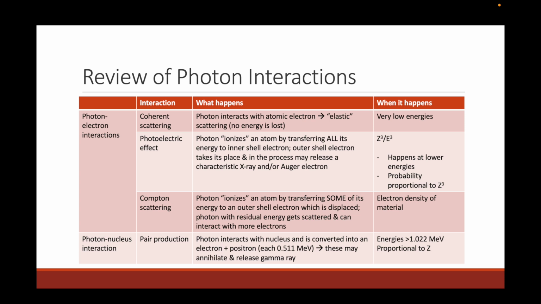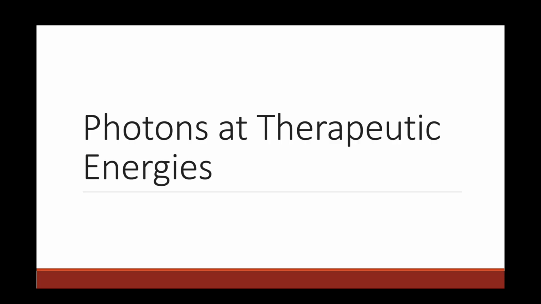Pair production is a photon nucleus interaction that actually results in the creation of an electron-positron pair. And this interaction is relevant at much higher energy levels. So it becomes relevant at energies above usually 10 MV. But its probability also depends on the Z of the material. So let's get into more details about what happens when photons enter our bodies at therapeutic energy levels.